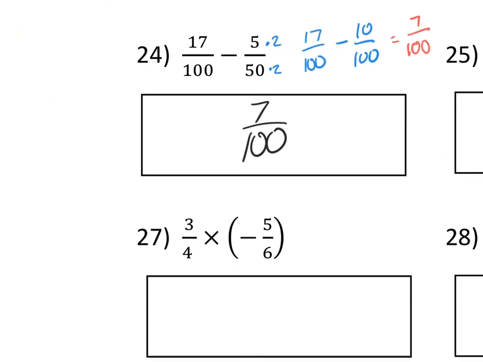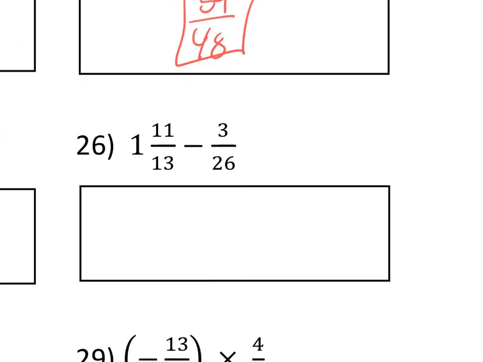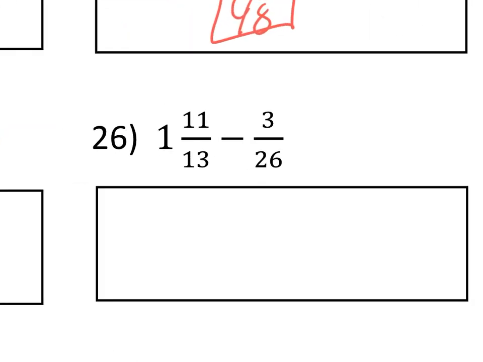All right, 26. Okay, so now we have a mixed number. This 1 and 11/13 is a mixed number. We need to convert that to an improper fraction before we can do any subtraction. So remember, we can use our calculator to do that. We can type in our calculator 1 plus, and then in parentheses, 11 divided by 13. And then we can use our math, enter, enter button to get that as a fraction.